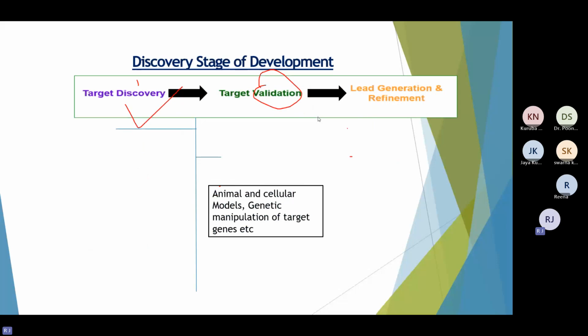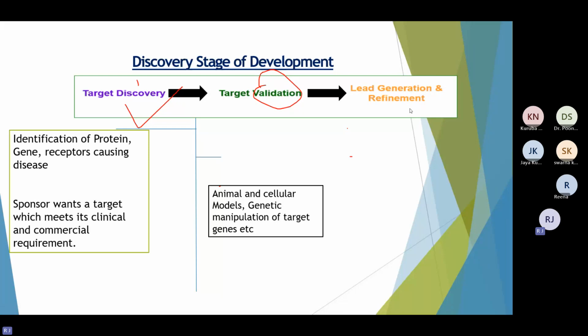In discovery, I said the discovery stage can be divided into three parts: target discovery, then target validation, then lead generation and refinement. In target discovery, we try to identify the protein, gene, or receptor which is causing that particular illness. Okay. In target validation, what do we do?